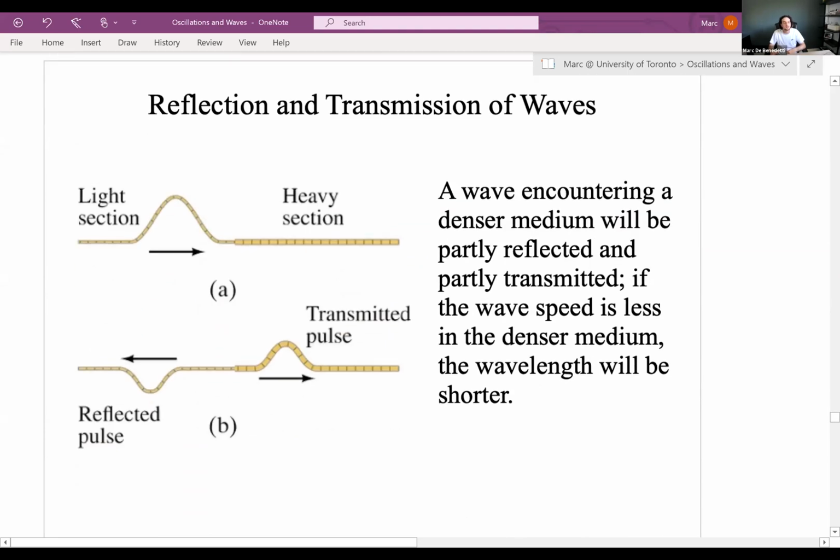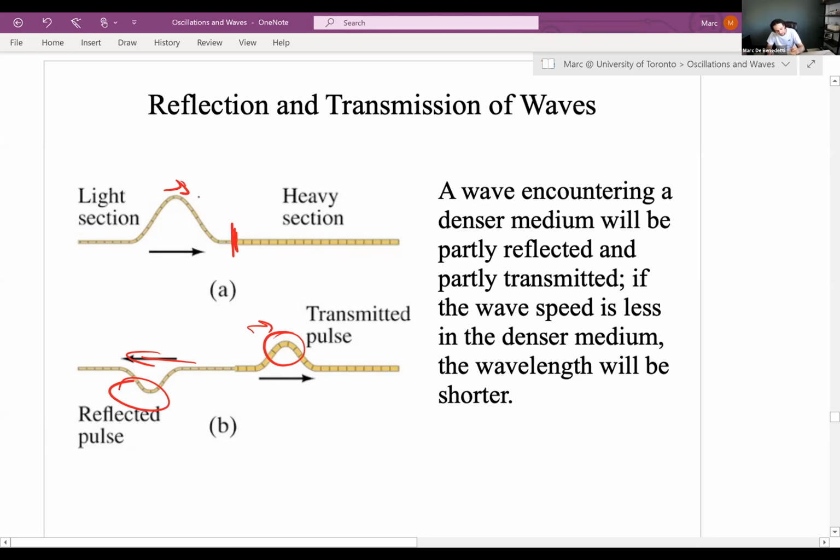Now, it doesn't have to just hit a wall. If it transfers into a new medium, let's say a heavy section or a heavier string, then when the wave pulse comes this way, it's a partial wall. A partial wall means when it reflects, it will be upside down, inverted. But it's a string, not a wall, so part of it will go through. And when it goes through, it will maintain its initial orientation, right?